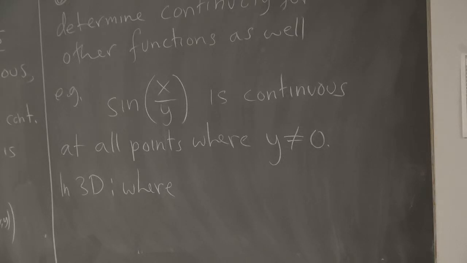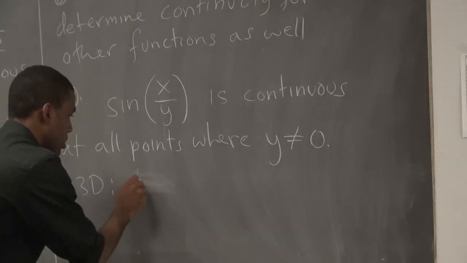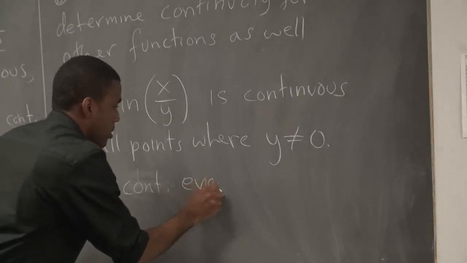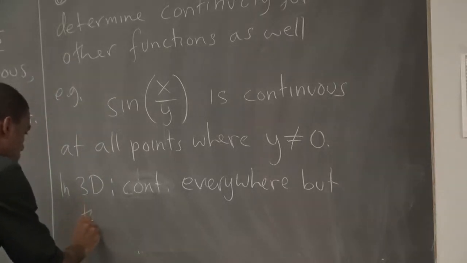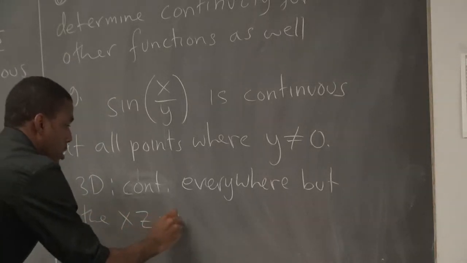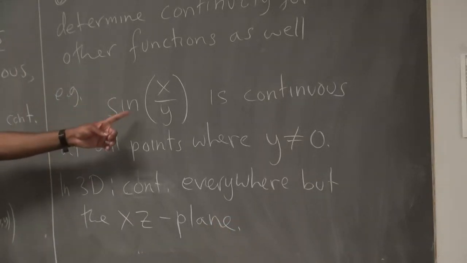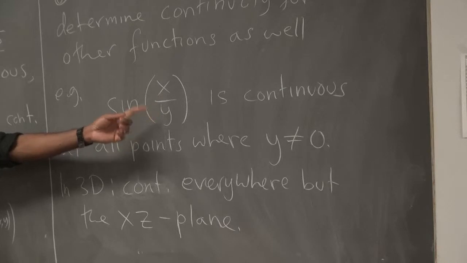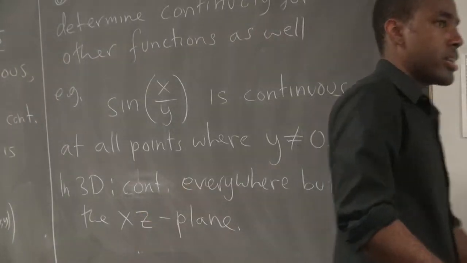Everything except the origin. Except the xz plane. Yeah. Continuous everywhere but the xz plane. Right. Again, why? Because this is continuous when y is not 0, and then you compose it with sine, which is also a continuous function. So as long as this guy behaves, overall you'll have something continuous. Right? And y is not 0 means you're not on the xz plane.